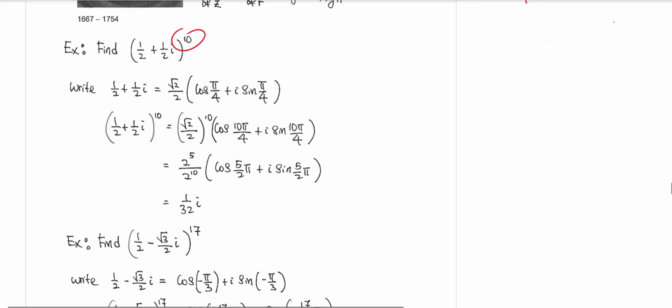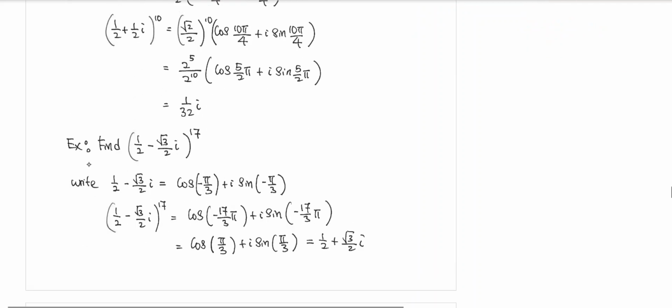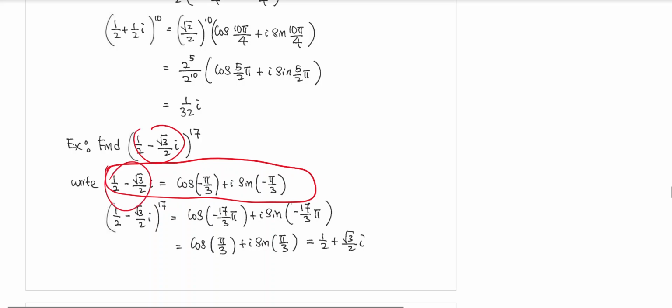Now, same thing with the second example here. If you see a question like this, you know for sure that you are not going to distribute them 17 times. So the first thing you need to do is to write the complex number that is inside of that power into its polar form. The way you write it into polar form, you'll realize that the modulus of this complex number is actually 1.